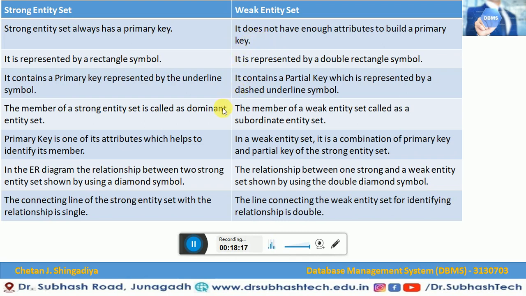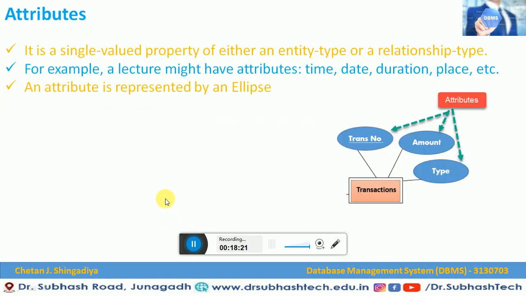This is very important as far as understanding purpose. Now let me explain what attributes are. It is a single value property. What is an attribute? It is a single value property of either an entity type or a relationship type. For example, a lecture might have attributes time, date, duration, place, etc.